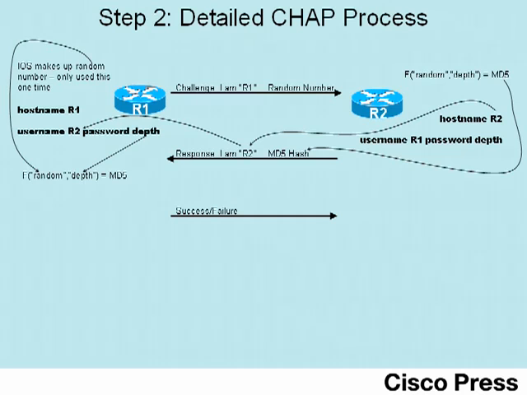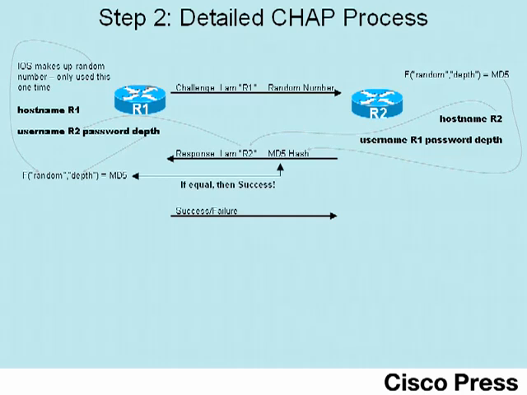So if R1 comes up with the exact same answer to the MD5 hash math, then there's a success, and we can send a success message back over to router 2. However, if R1 calculates a different value, then R1 must have used a different password value than R2, so they aren't using the same passwords, so the authentication should fail.